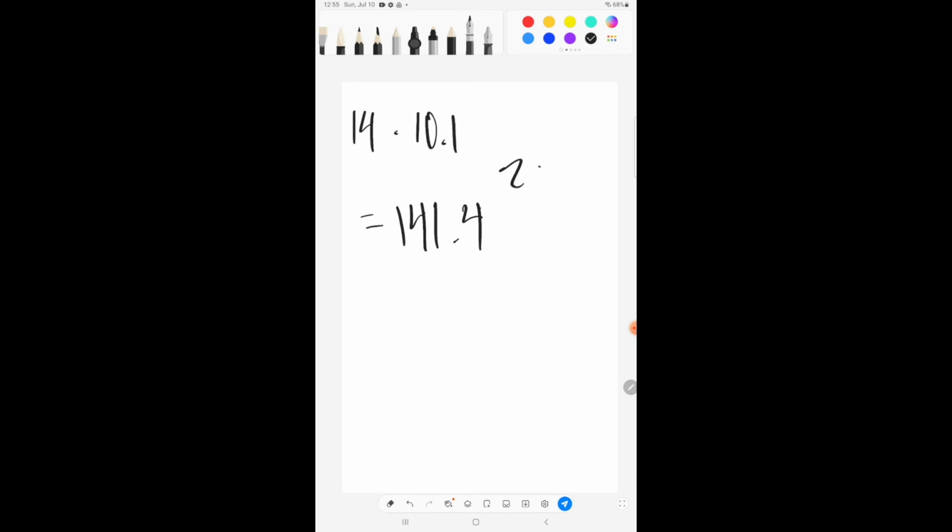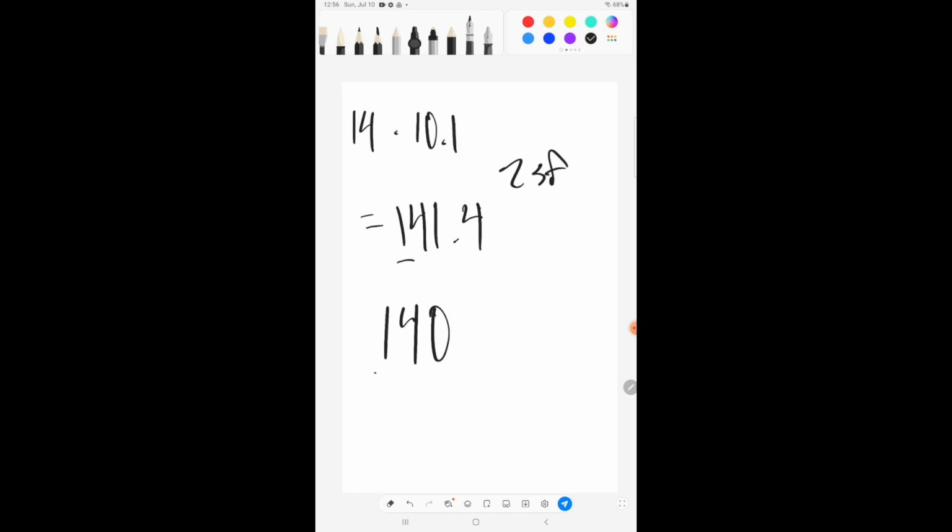And we want 2 sig figs, right? But we have 1, 2, 3, 4. So we go 1, 2. This is the rounding number. This 1 becomes the adjacent number. So let's just keep that in mind, 1, 4, 1. The adjacent number is less than 5, so we keep this 4 as a 4. So this just becomes 140.